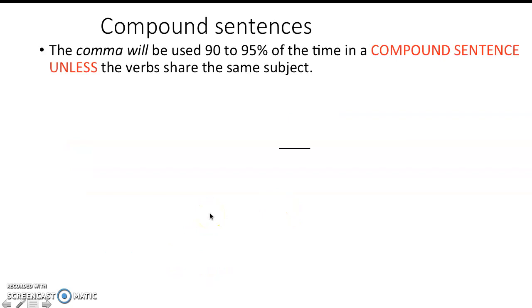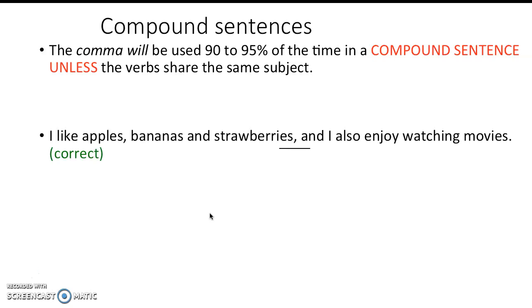Now, the comma will be used 90 to 95% of the time in a compound sentence, unless the verbs share the same subject. But keep in mind that it's going to be used most of the time. Okay, most of the time.